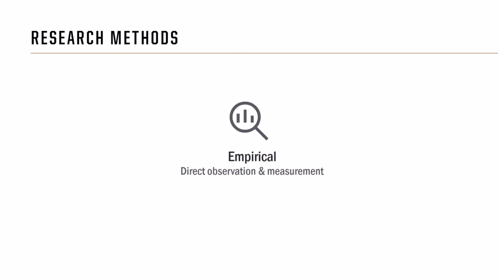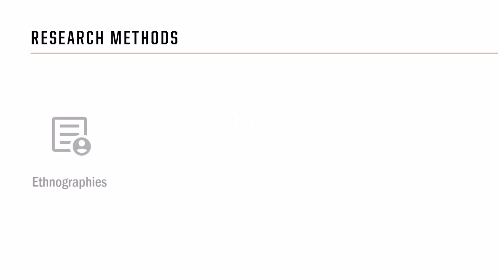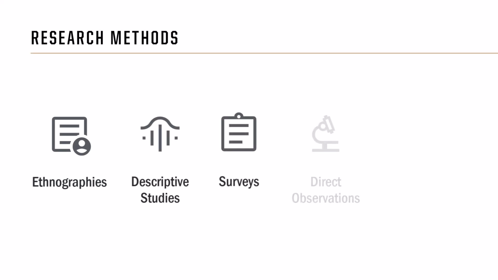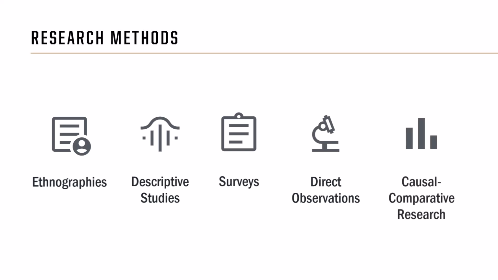What sorts of research methods are utilized in empirical studies? In addition to scientific experiments, methods utilized by empiricists also include ethnographies, descriptive studies, surveys, direct observations, and causal comparative research. Both qualitative and quantitative methods can be used in empirical studies, sometimes in the same study.